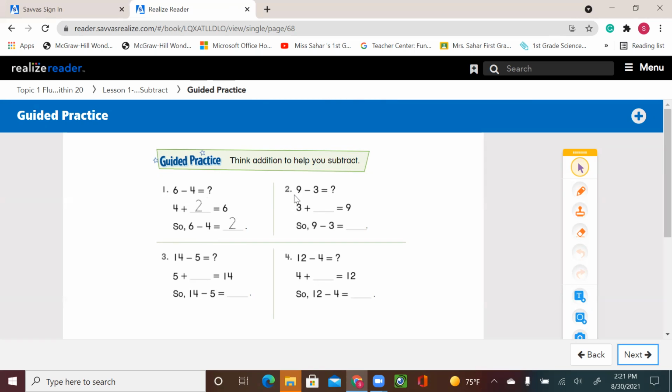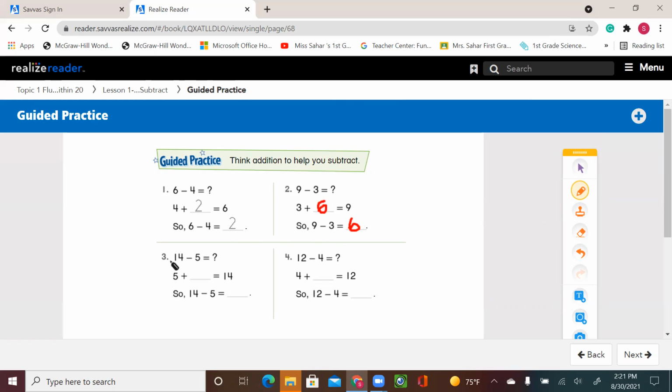Let's go to question 2. 9 take away 3, or minus 3, equals something. That means 3 plus something equals 9. So 3 plus, very good, 6 equals 9. That means 9 minus 3 equals 6. As you see, the answers remain the same.